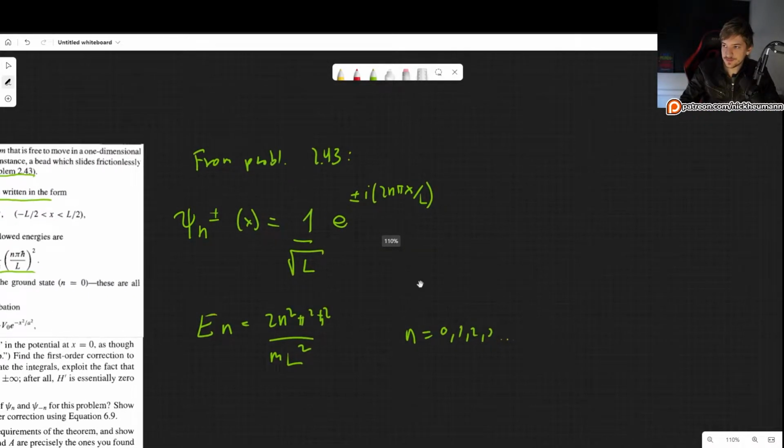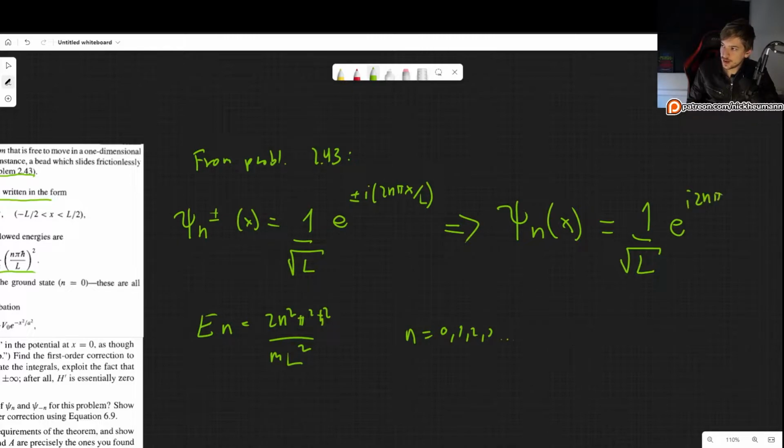So the main difference is that instead of having n equals 0, 1, 2, 3, what you have to do is say, okay, psi n of x is 1 over square root of L, e to the i 2n pi x over L, but this time n is going to be 0, plus or minus 1, plus or minus 2, plus or minus 3, etc. So instead of having the plus or minus in front, you basically put it into the value for n. And it of course doesn't affect the energy because n is squared, so plugging in plus 1 or minus 1 doesn't make a difference. That's why we have degeneracy.